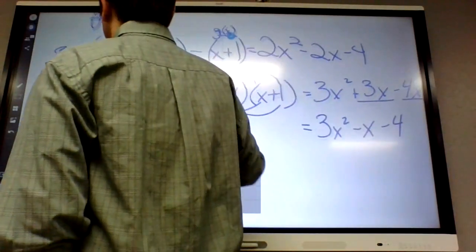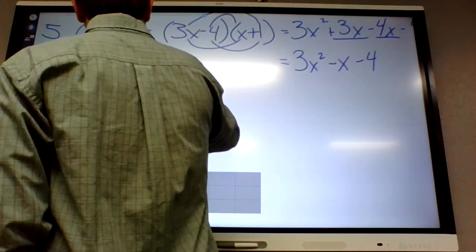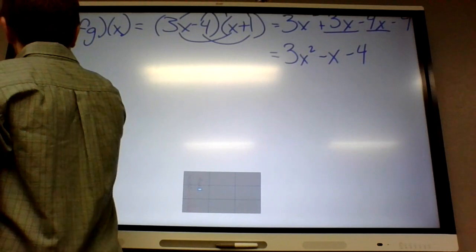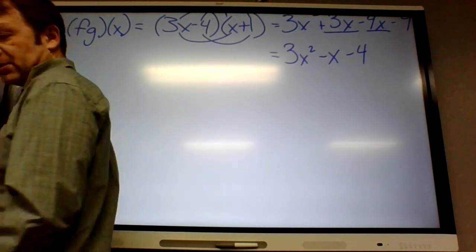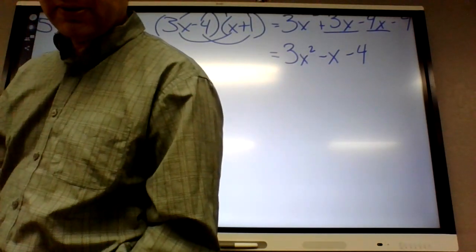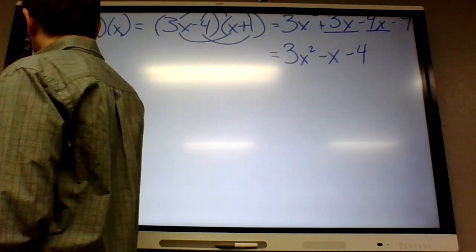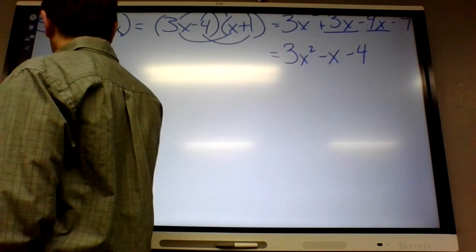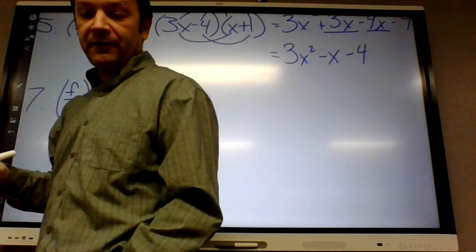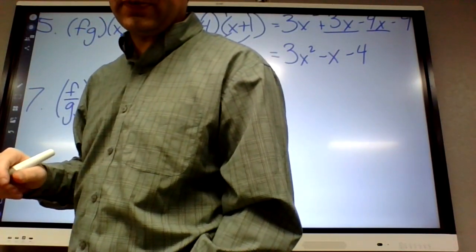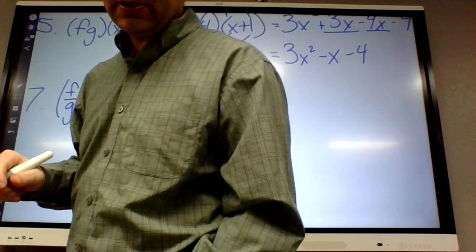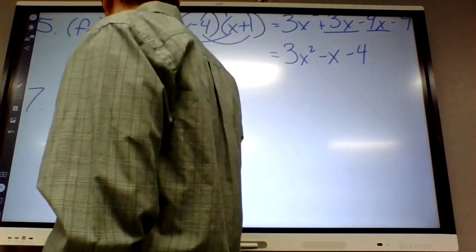Alright, let's see, that was number 5. There's only number 7. Alright. What do you think 7 means? Divide, yeah. So f was 3x minus 4 divided by x plus 1.